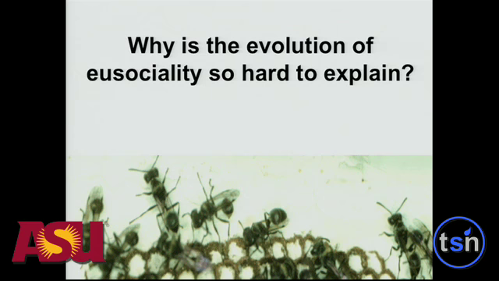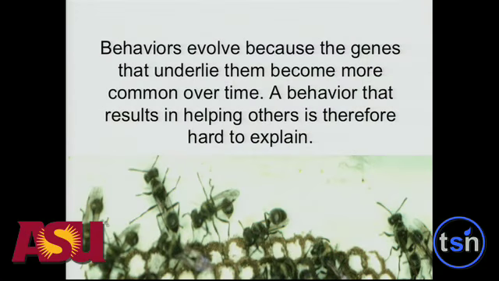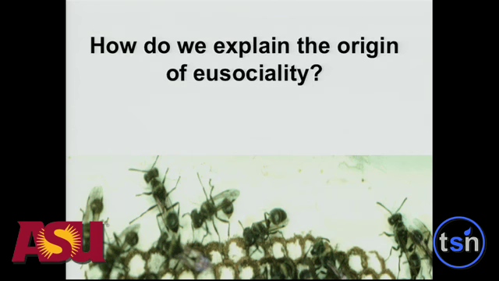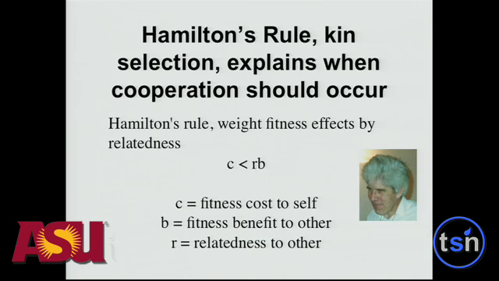So why is eusociality so hard to explain? Well, that was really treated already in the first talk. I'll just summarize here. Behaviors evolve because the genes that underlie them become more common over time. A behavior that results in helping others is therefore hard to explain, although, of course, Richard already explained it. Okay, so how does eusociality arise? Again, this is Hamilton's rule, which was already introduced to you. I'm going to use it here in a little bit of detail.